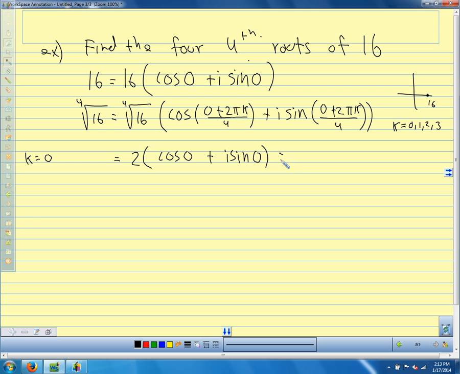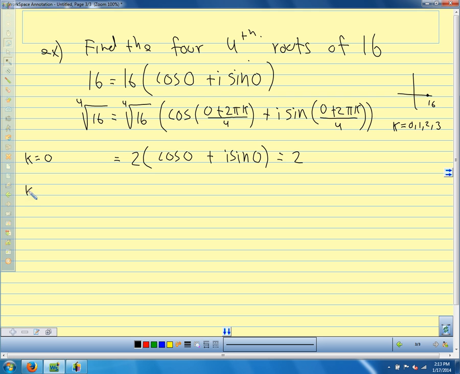What's the cosine of 0? 1. Sine of 0? 0. So this just equals 2. So there's our real fourth root of 16.